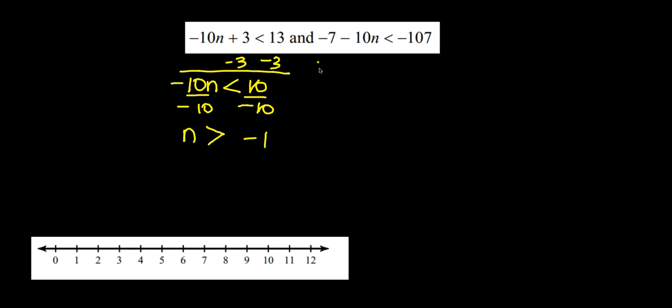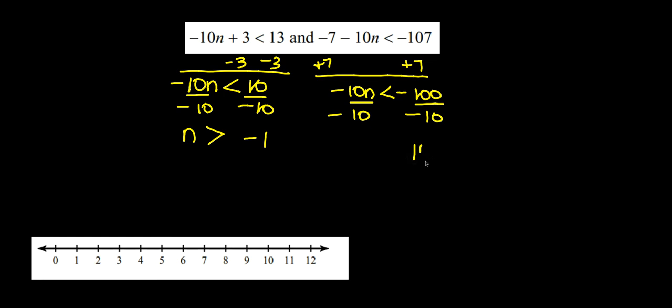On the other side, I'm going to get a plus 7 plus 7. Negative 10n is less than negative 100. Divide by negative 10. Negative 100 divided by negative 10 is a positive 10. And we're going to get n is greater than 10.